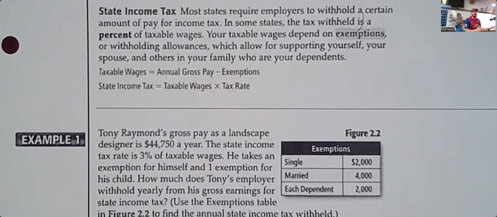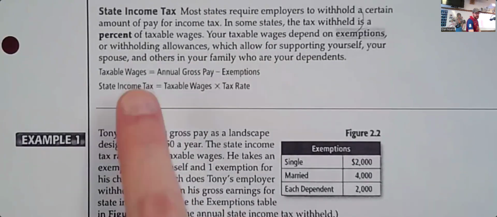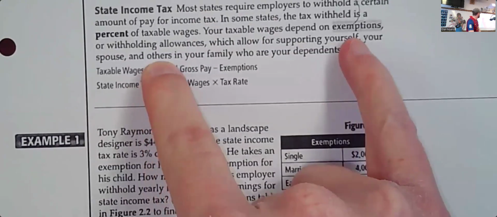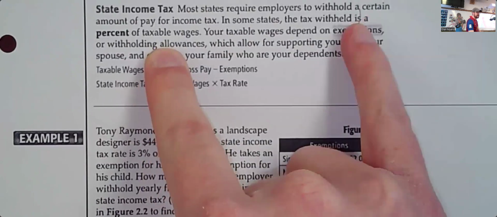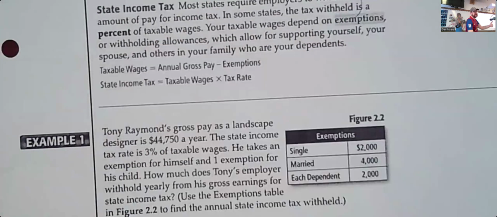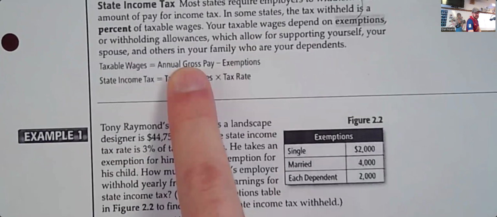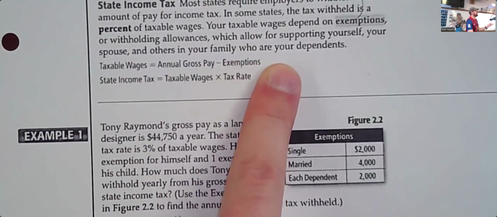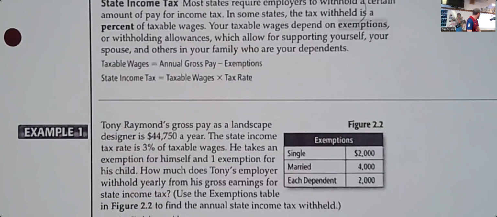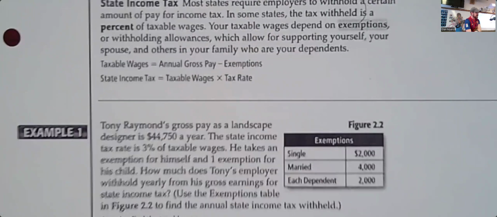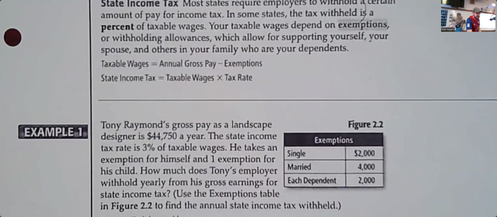The calculations we're doing today are basically the same as yesterday, because federal taxes and state taxes are very similar in how they're calculated. So exemptions and withholding allowances are the same thing. The withholdings from yesterday, exemptions today, they mean the same thing. It reduces your taxable wages, which reduces the amount of tax you have to pay. They allow for supporting yourself, your spouse, or others in your family who are your dependents. We also talked about that yesterday. The more people you claim as a dependent, the less you have taken out in taxes, because you need to hang on to more of that money up front to help support the people who depend on your income.